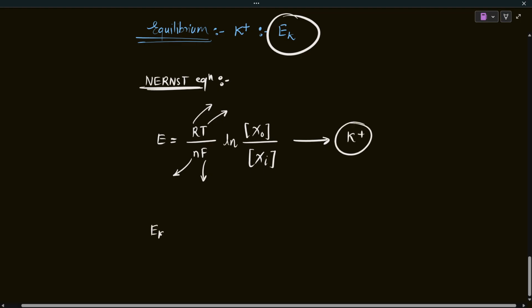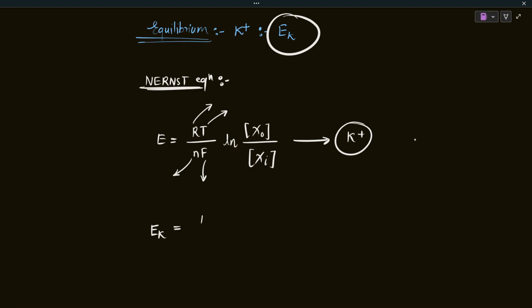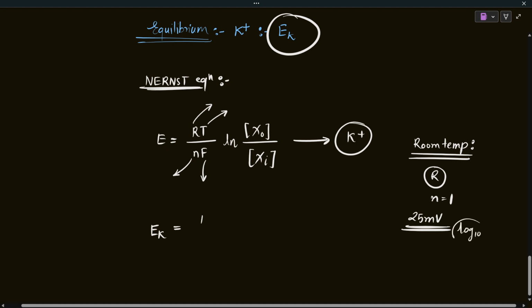Okay, so in this case we are discussing this for the potassium ions, so EK, at room temperature. The gas constant is already a constant, while N is equal to 1. So by putting all of those values, it comes to 25 millivolt. And when we change the ln value to log base 10, by putting all of that information, it gives us the 58 millivolt value. Okay, 58 millivolt divided by N into log base 10.